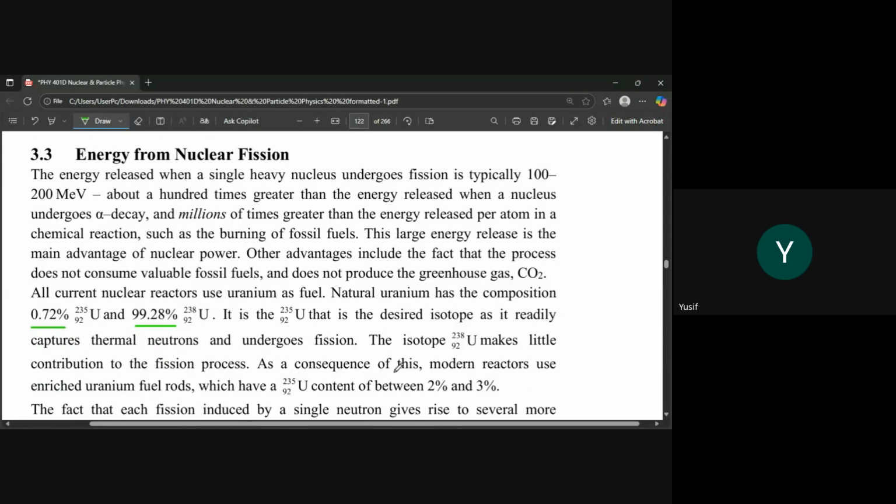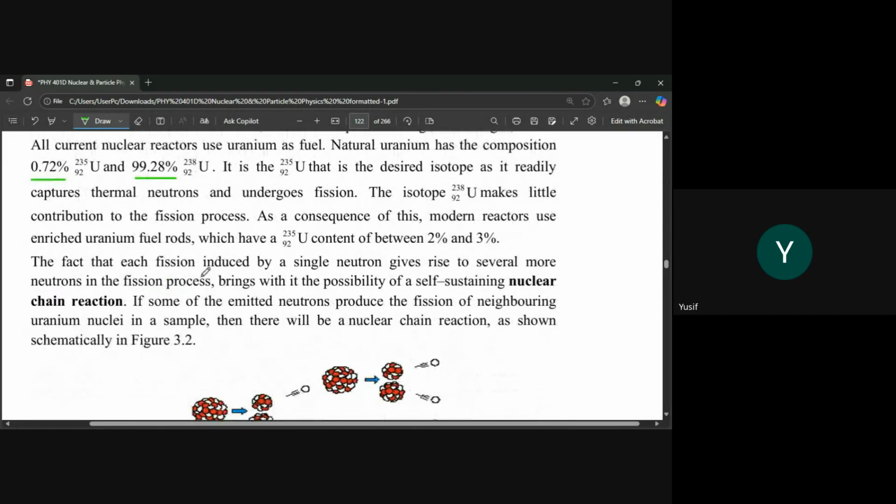As a consequence of this, modern reactors use enriched uranium, which has a uranium-235 content of about 2% to 3%. The fact that each fission induced by a single neutron gives rise to several more neutrons in the fission process brings with it the possibility of a self-sustaining nuclear chain reaction.